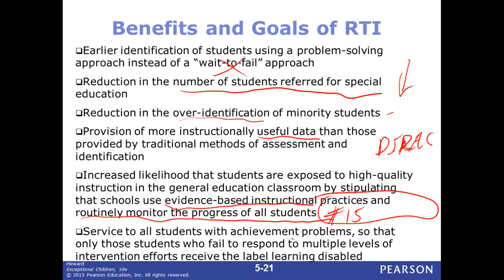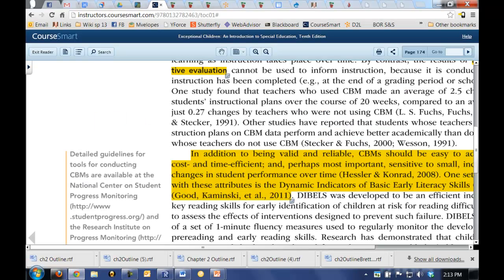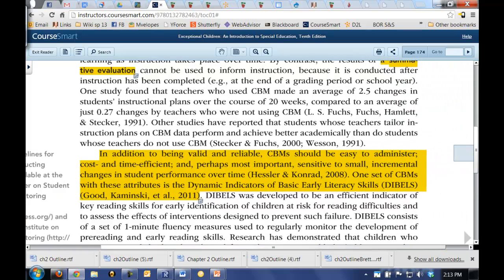Service to all students with achievement problems, so that only those students who fail to respond to multiple levels of intervention are considered learning disabled. And so I didn't understand this when it first came on the scene about 10 years ago, but I've become a believer when I see the data that they can use to show this. So the text again has some other things that may show this better.